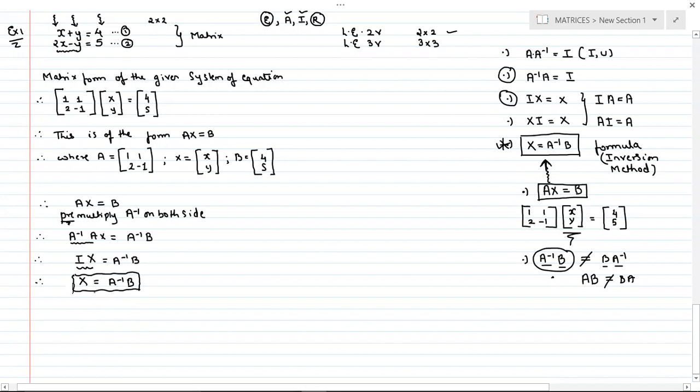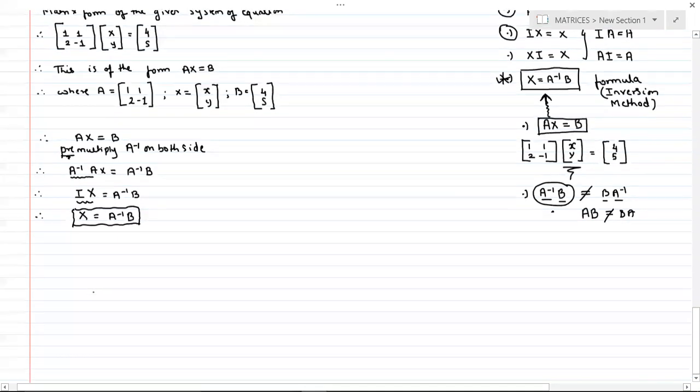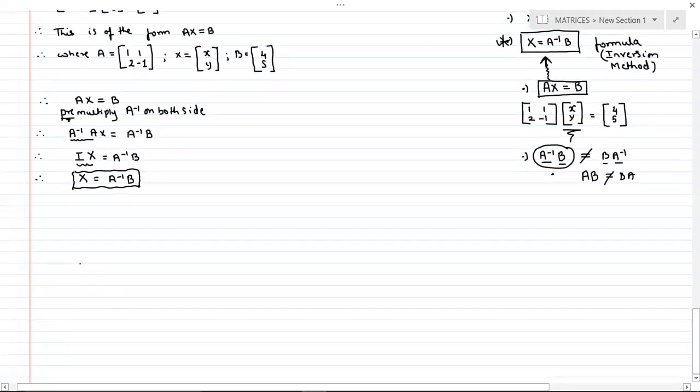The first thing is what? We check whether A inverse exists or not. So your A is 1, 1, 2, minus 1. When you cross-multiply, here you will get minus 1 minus 2, which equals minus 3. Clearly we can see that the determinant of A is not equal to 0. Therefore, A inverse exists. Once A inverse exists, we can find it by using the adjoint method.